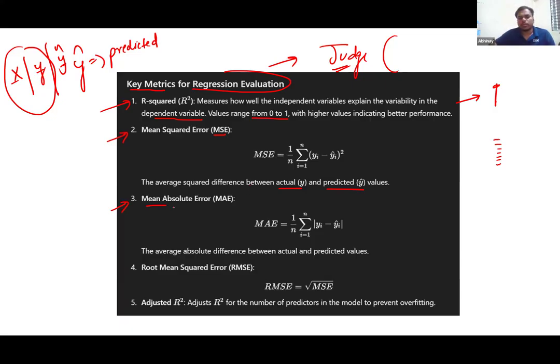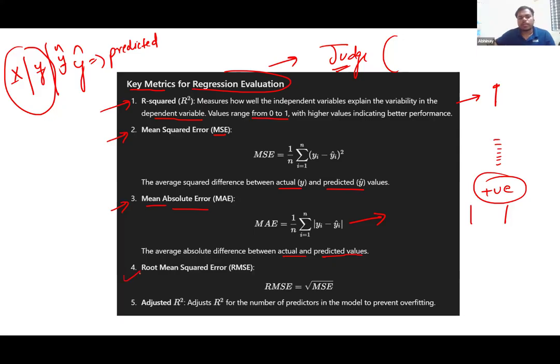Next we have the mean absolute error. Mean absolute error is also formula based: 1 upon n, summation of mod of yi minus yi cap. So it is the average absolute difference between your actual and predicted value. In MSE it was the square; this is the absolute value, which means it will be positive in nature. Whenever we talk about any absolute value, it has the mod, which means it is a positive value.